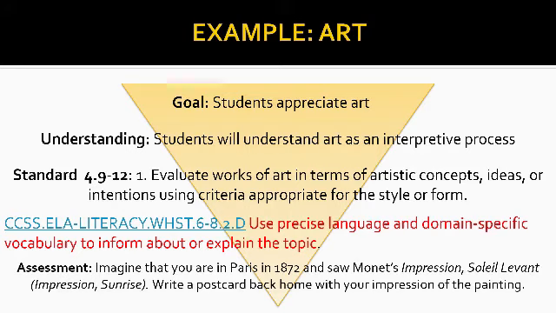Now notice that my writing standard, this is the red one, says writing in history, science, and technical subjects: use precise language and domain-specific vocabulary to inform about a topic. Okay, so now my writing assignment can be, imagine that you're in Paris in 1872 and you see Monet's Impression, Sunrise, Le Vent. Write a postcard back home with your impression of the painting. So, the point is that you're using the Common Core standard to help you achieve that standard in your content area. So if you want students to really be able to evaluate works of art using the kind of language, it pairs really well with using informative writing.